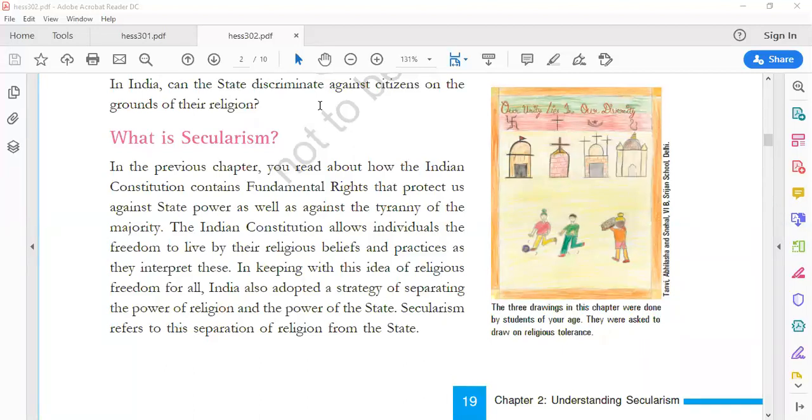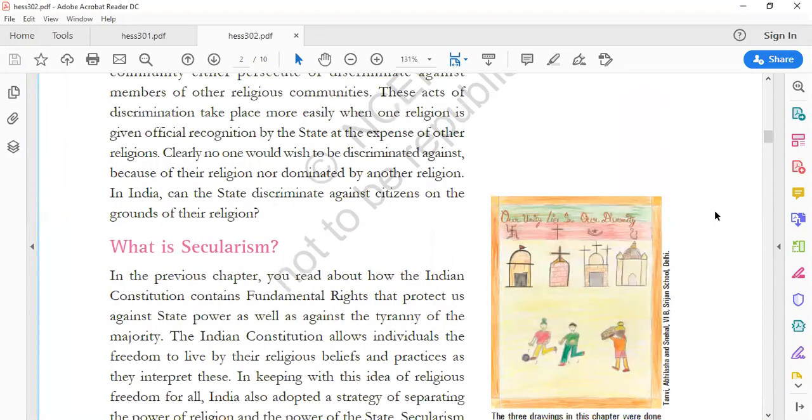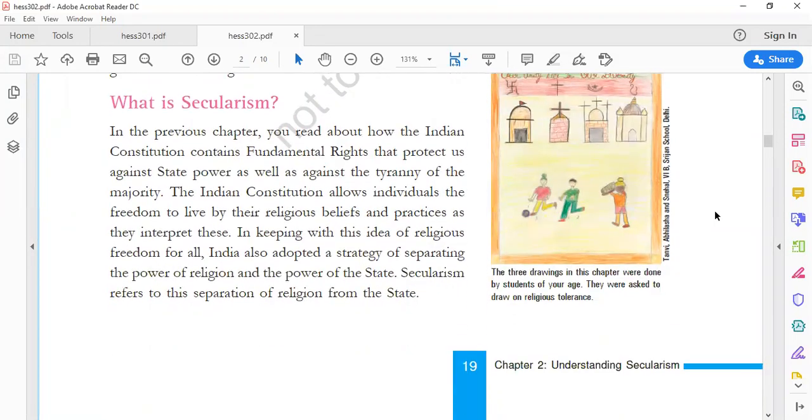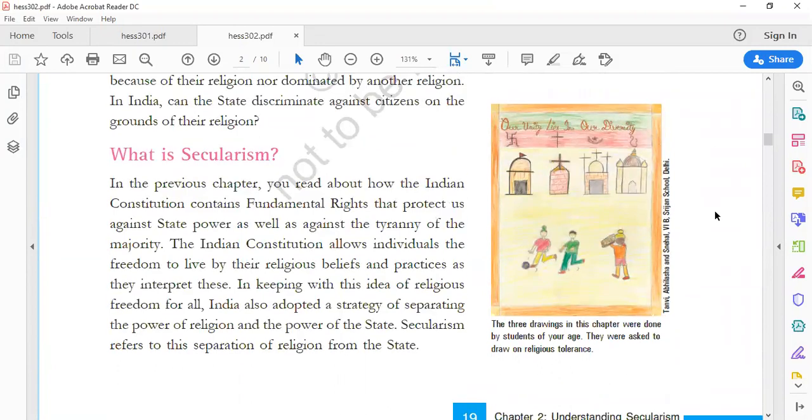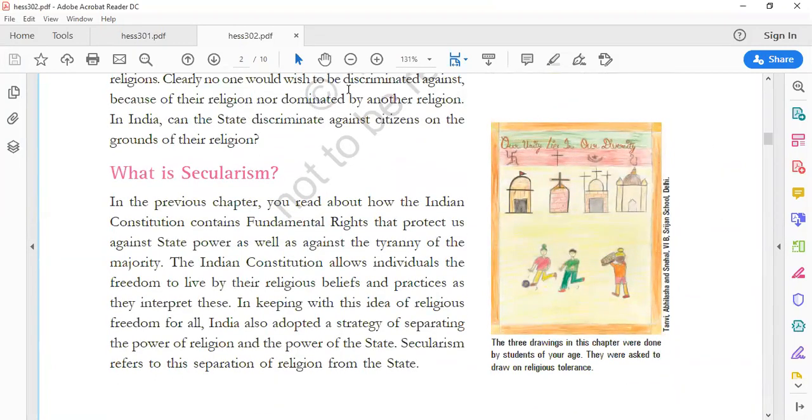These are the main cases where religious matters have been brought into the court. Court is nothing but also part of the state, meaning part of the political system. Got it? Okay, so now see this drawing, very very important, very beautiful drawing given by a 6th standard kid.